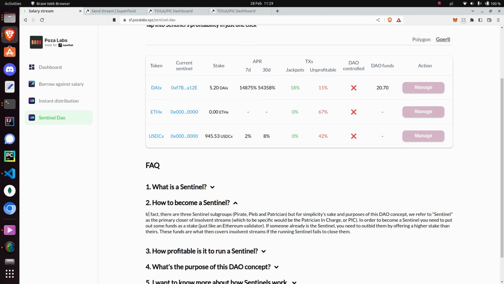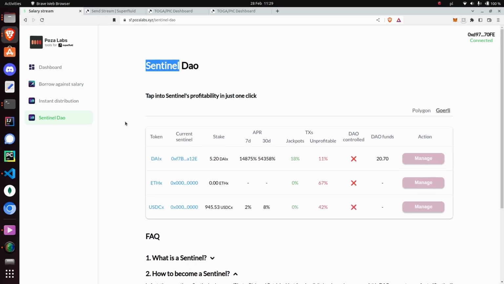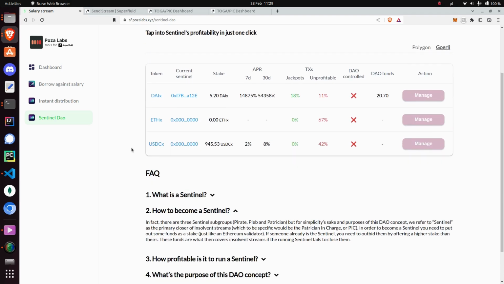And before I answer that, let me just mention that there are 3 Sentinel subgroups, but the one we are talking about in the context of this DAO is the Patrician, because he is the one that benefits the most and is most often the actual Sentinel that closes the streams. There are some other roles here, but they are not so important for our DAO.